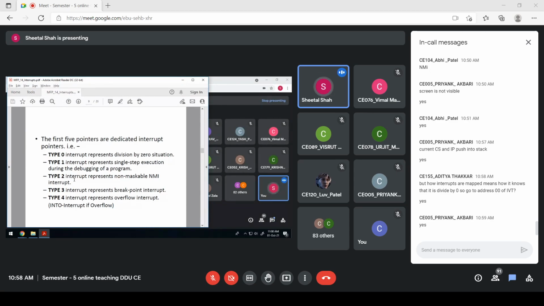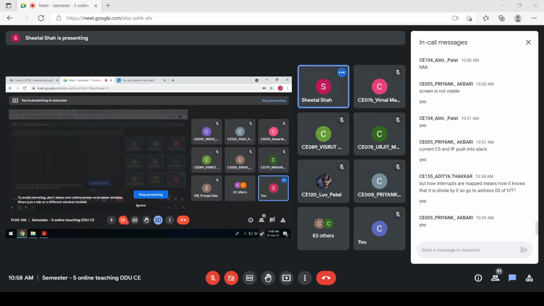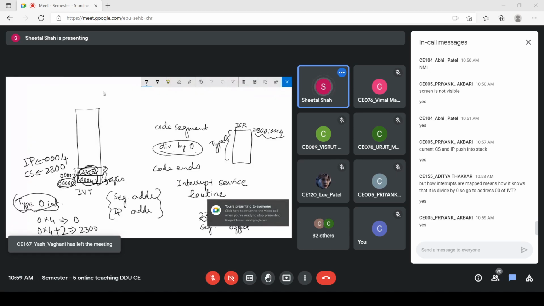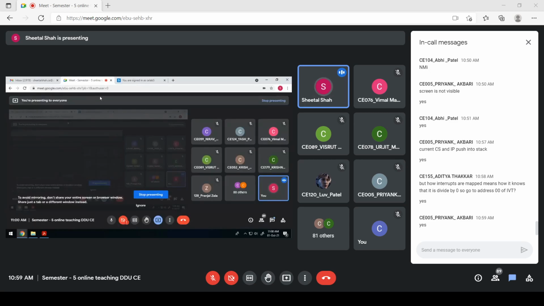In general, suppose I have an interrupt of type number n, type n. Where would the offset value be stored? It would be n into 4. At this address the offset value would be stored, and that would go into the IP register. And at n into 4 plus 2, the content would have the segment value of the interrupt service routine which is written for type n. That value would go into the CS register. Is it clear, everyone?